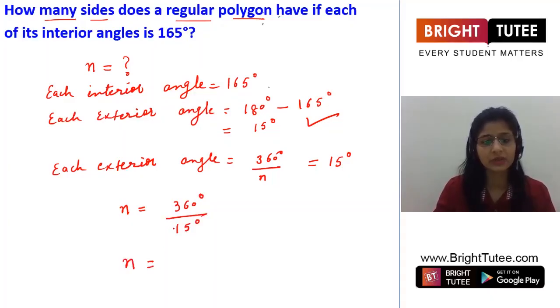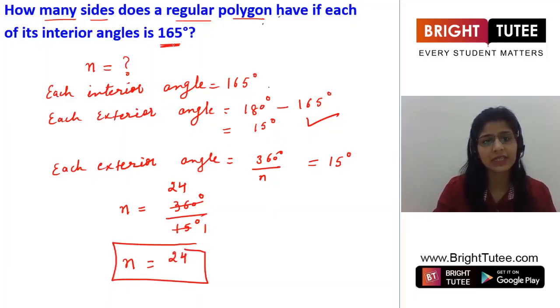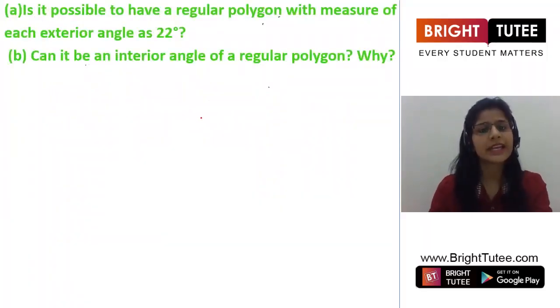So we get n, let us cancel it out: 15 ones are 15, 15 twos are 30, and 15 fours are 60. So we get 24. So the number of sides of a polygon whose each interior angle is 165 degrees is 24. The polygon will have 24 sides. Clear? Let's solve one more problem.